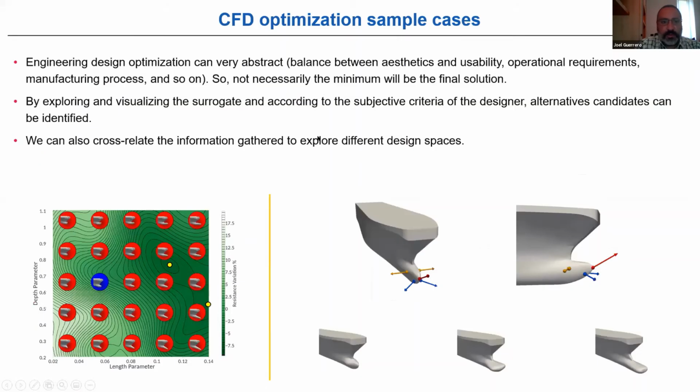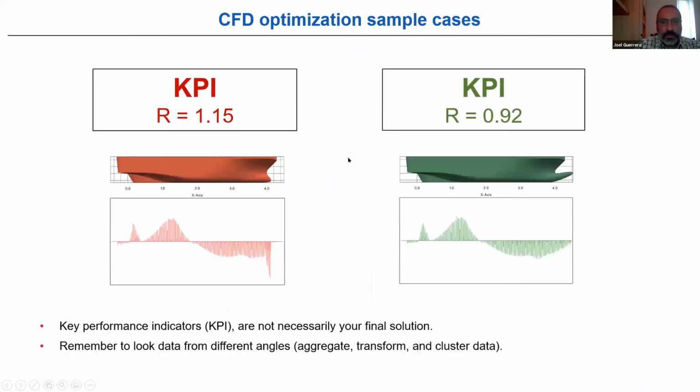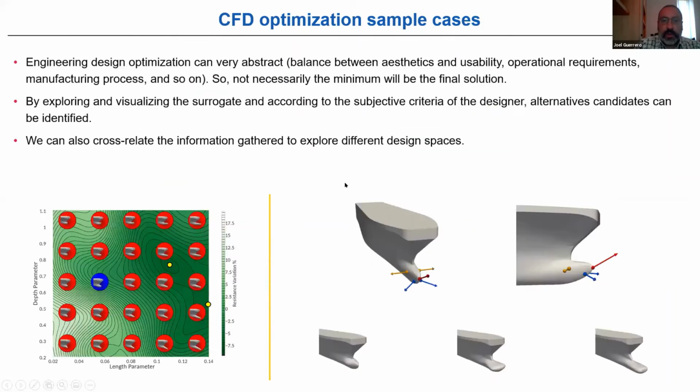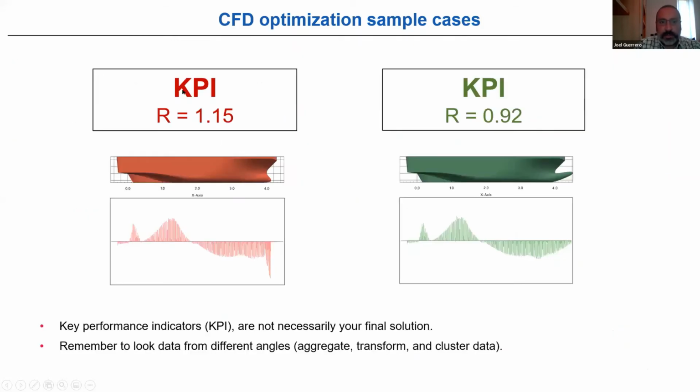Okay, so I will skip a little bit here. You can read it later. Also, talking about that, you need to monitor a lot of data. Do not look only at the quantity of interest. Here we have the key performance indicator, that is the resistance. But if we plot histograms of resistance on the surface, you have a different story, or you can have a better explanation why this is better than the other.